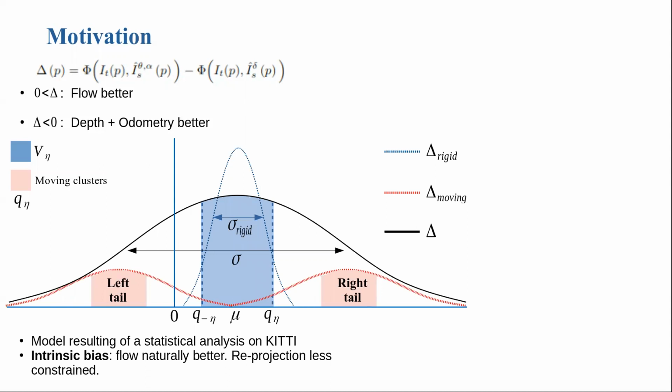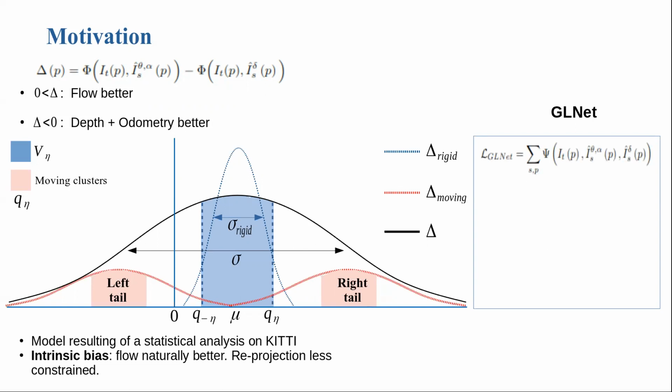Statistical analysis of delta gives us the following distribution. Please notice that the flow is naturally better because it's less constrained, so it can better reconstruct an image. And that's why the distribution is slightly biased toward positive values. GenNet is a very recent and performing method that is based on the random variable delta. So it changes the operator that assesses the reconstruction of the image as follows.